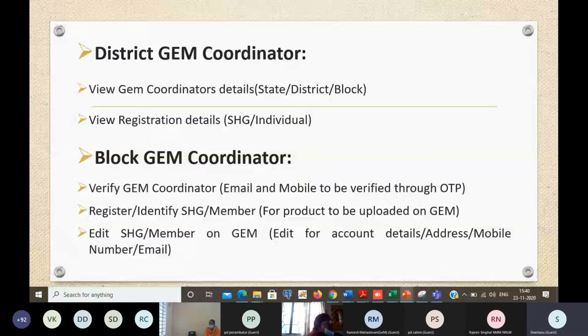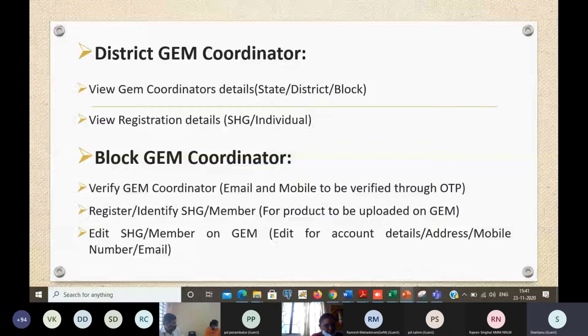In certain cases the individual SHG member or the SHG may not have an email ID, but the block GeM coordinator has to facilitate this. He may support them to create an email ID. If it is not there, then it is not possible to register or identify the SHG or the members, and you will not be able to upload the products for that SHG or member on the GeM platform. So this is another key point to remember for the block GeM coordinator.